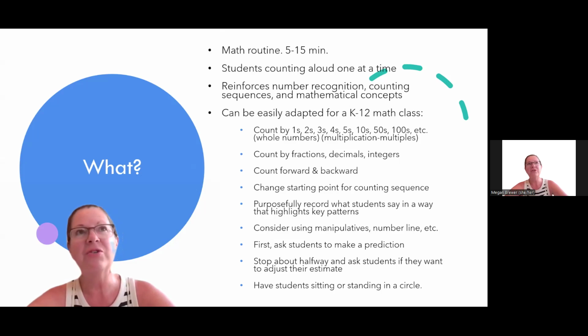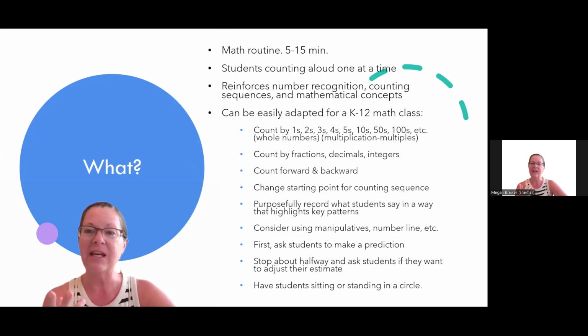And you do want to have students in some kind of a circle, whether it's seated on a rug or maybe seated in chairs, or they could be standing in a line or in a circle. So you really want them to be able to visually see how many counts this is going to be. It doesn't play out so well if students are seated at their desk. And again, this is a math routine, so you're not asking them to be seated in a circle on the rug or standing in a line for a really long time. It's short and sweet.